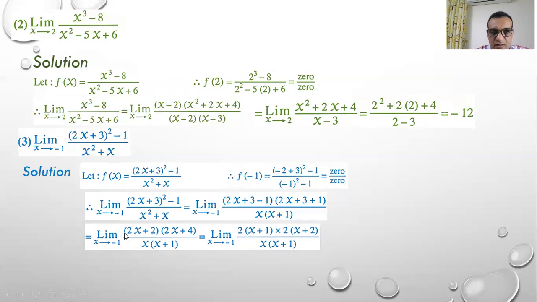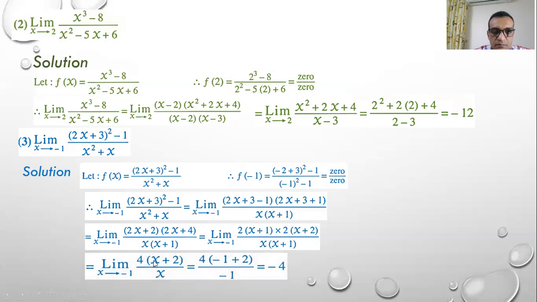And by simplifying 2x plus 2 multiply 2x plus 4 over x multiply x plus 1, we get a common factor: x plus 1 multiply 2x plus 2 over x plus 1. By cancelling the factor x plus 1 with x plus 1, we get the limit 4 multiply x plus 2 over x when x approaches negative 1, and by replacing, we get the limit of the function when x approaches negative 1 equal negative 4.